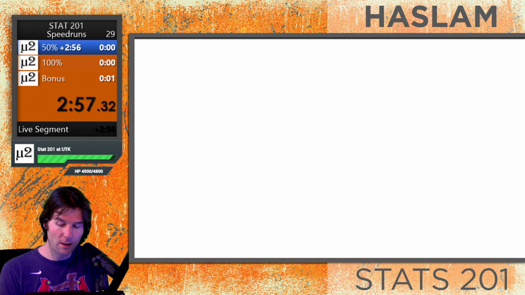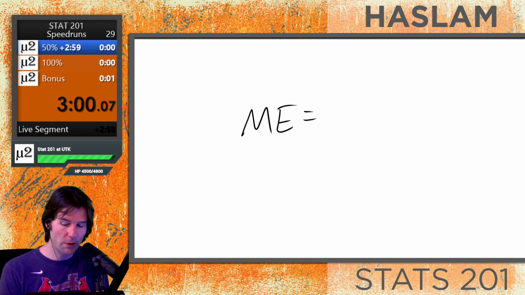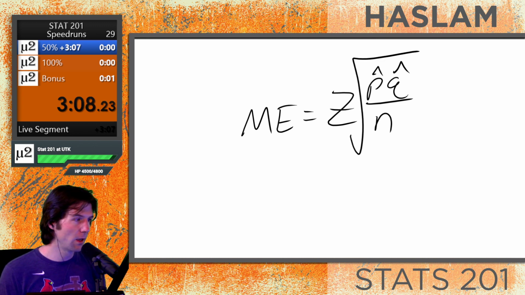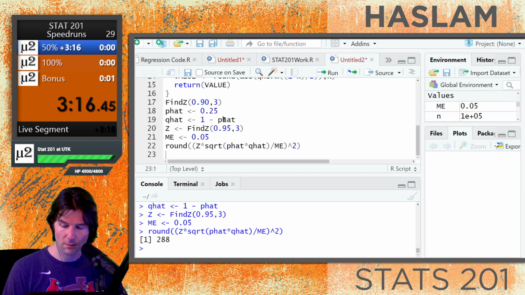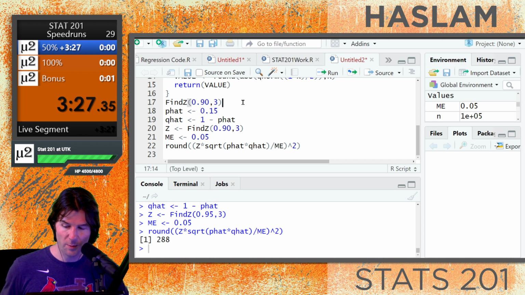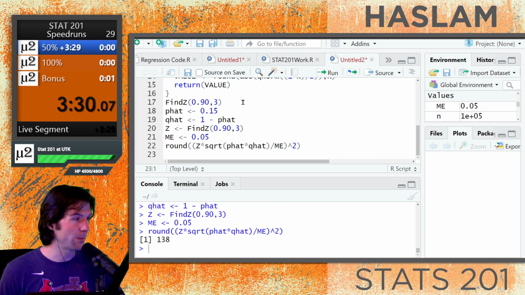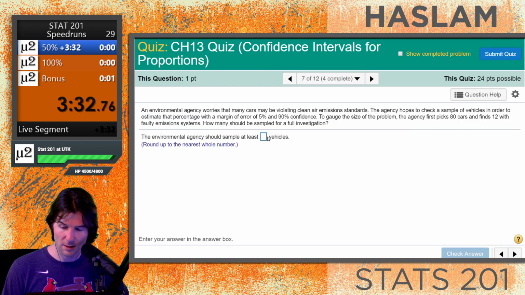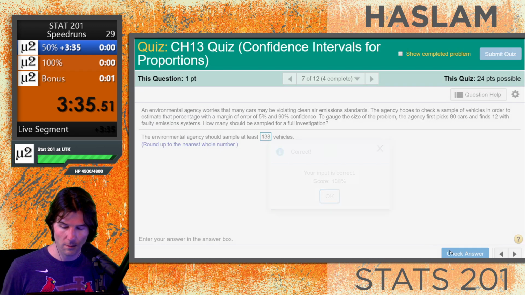And so we need to find the margin of error is equal to z-score times the square root of p hat q hat over n. And I think we can already solve this, right? Because we got our cheat sheet. And I might improve this. I'll solve it by hand here in a moment. But the p hat is this. And the z-score was 90. The margin of error was 5% again. 138. Let's see if we got it. If we didn't, then I made an error in my thing. Got it.